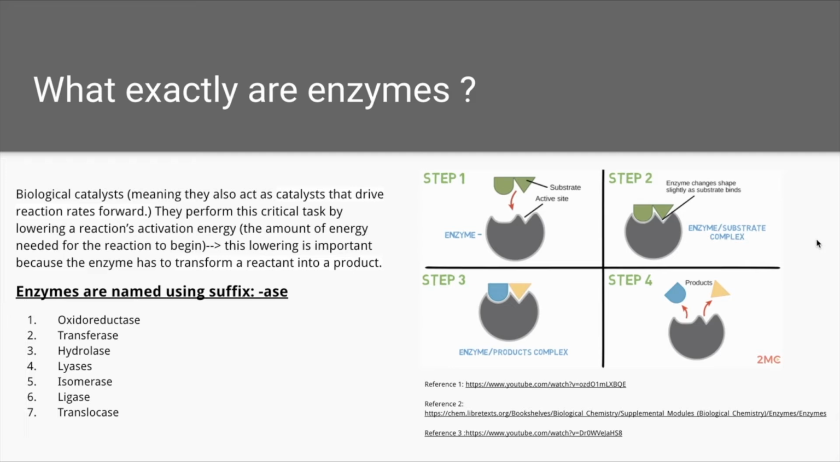This lowering is important because the enzyme has to transform reactants into a product. There are 7 types of reactions that enzymes catalyze, all using the suffix "ase". We will go into more depth on each one of them later.